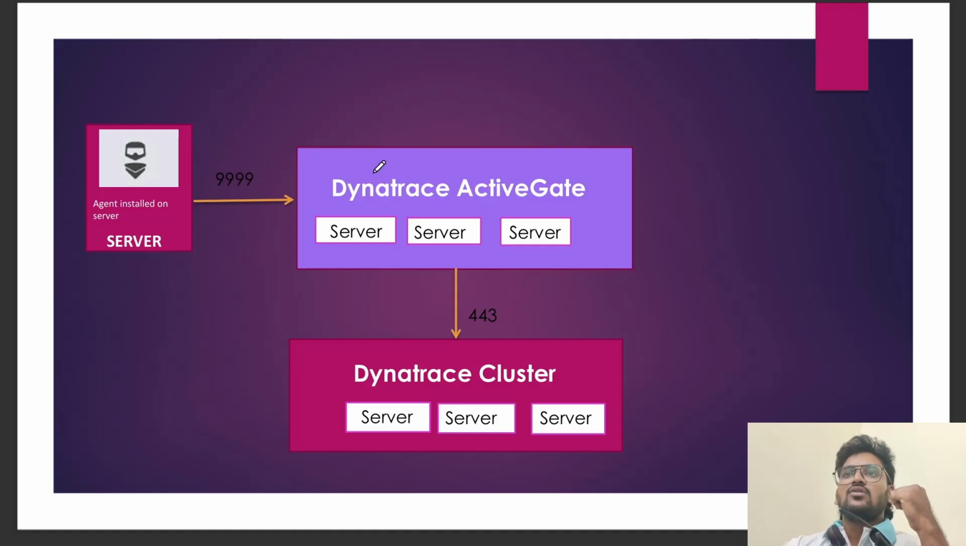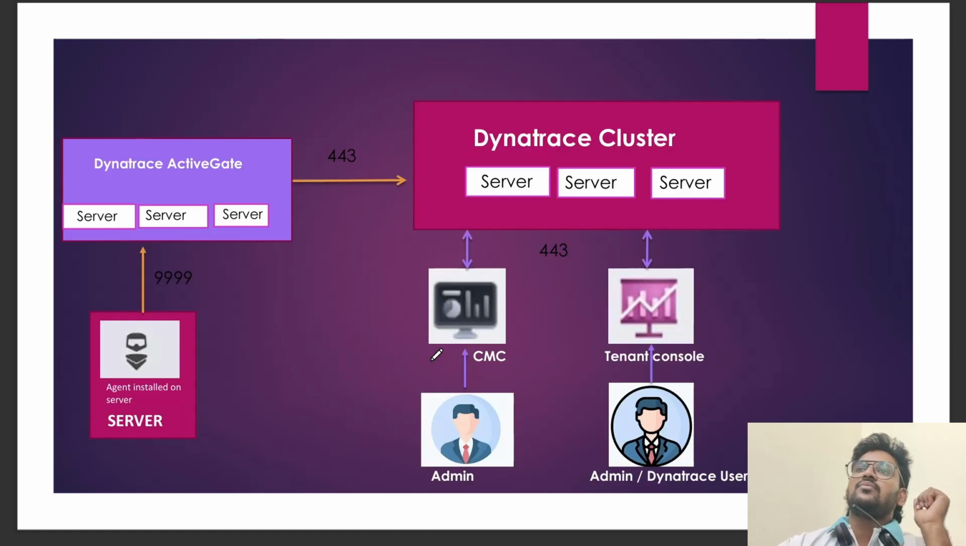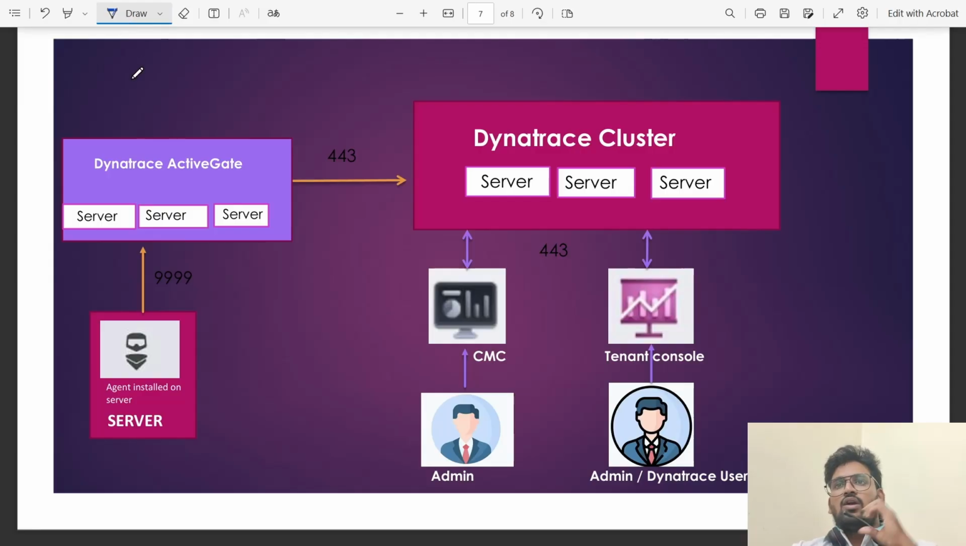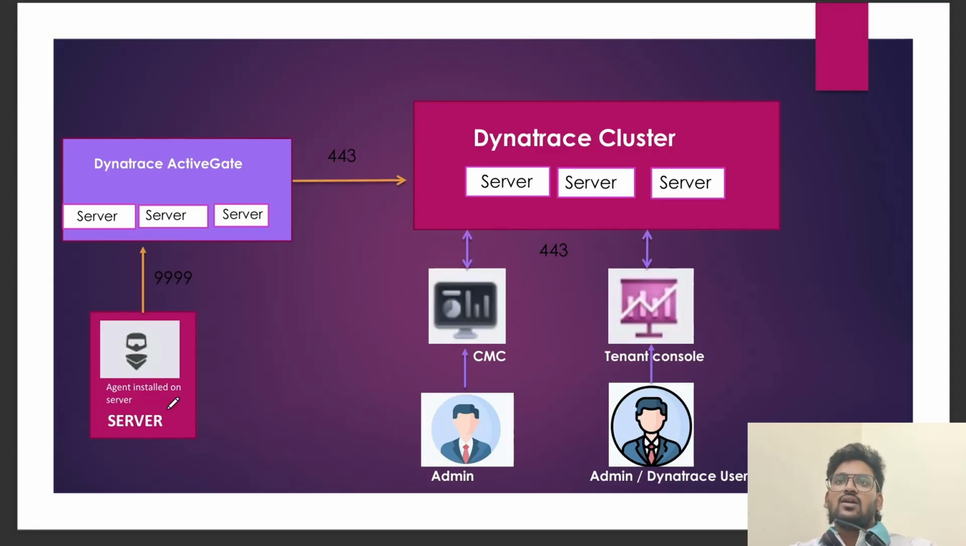So it will avoid the network overhead, and the security of the data will also be handled. That's why we are using the Dynatrace ActiveGate between the Dynatrace servers and the Dynatrace cluster. Now we come to the final slide. Dynatrace OneAgent is sending to Dynatrace ActiveGate, then the data is sent again to the Dynatrace cluster.